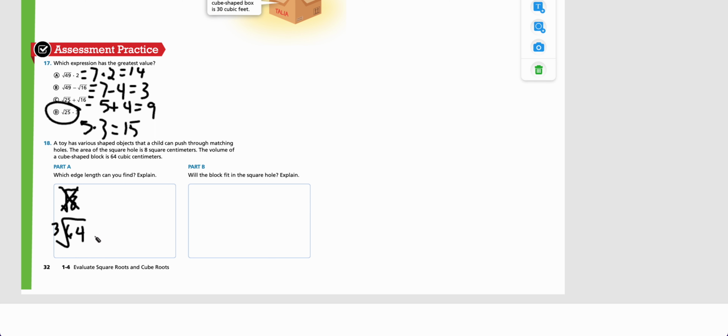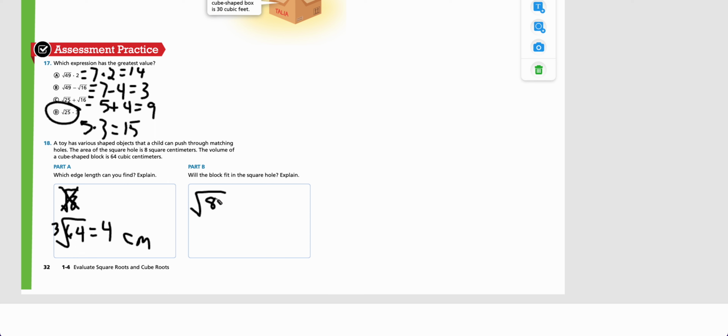Yes, that's 4. So yes, we can do that. I can find the cube root of 64. I know how to do that one. Okay? So will the block fit in the hole? The block is 4 centimeters. Now, the square root of 8, we can't do exactly, but we can approximate it, we can get it close.